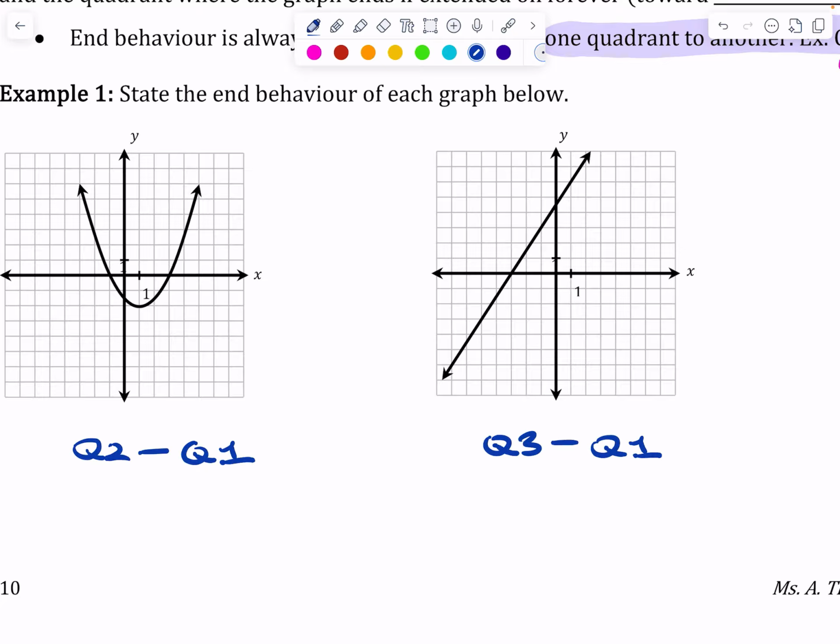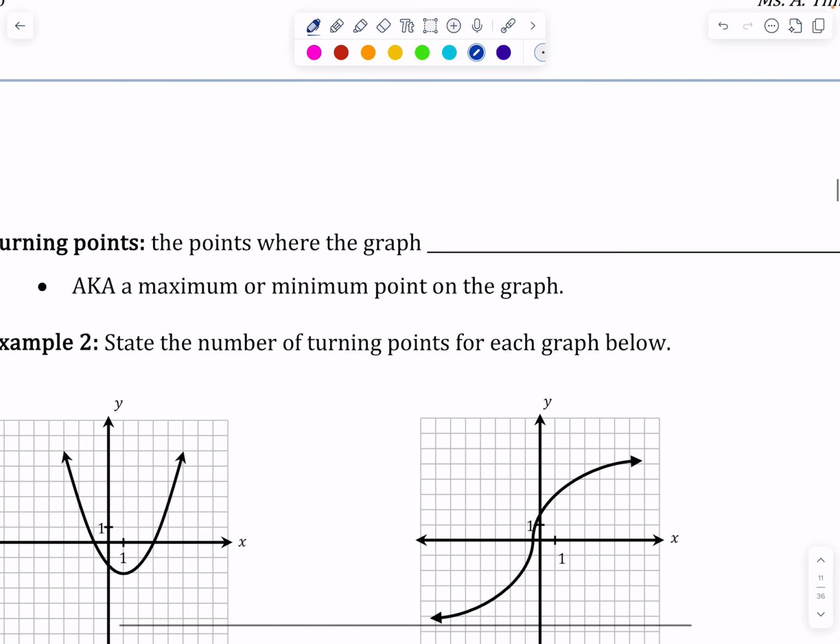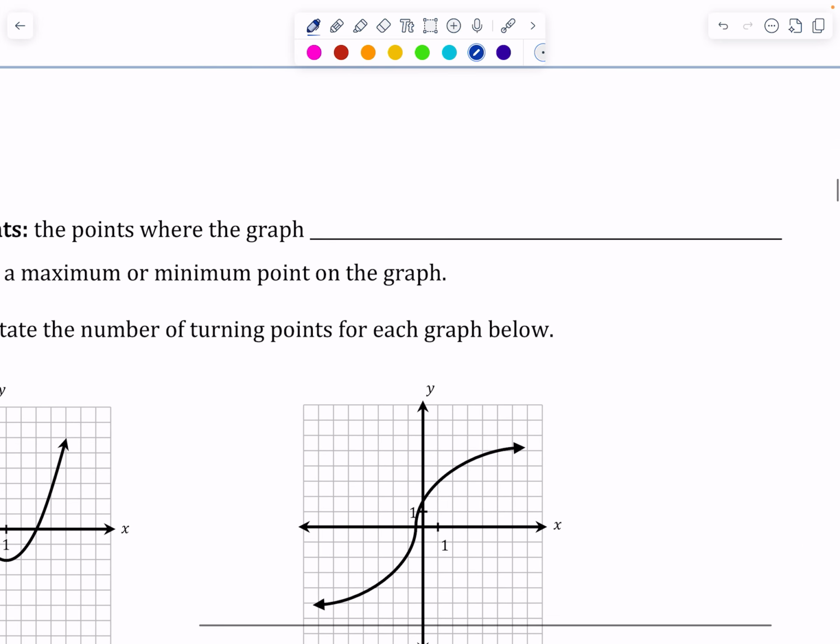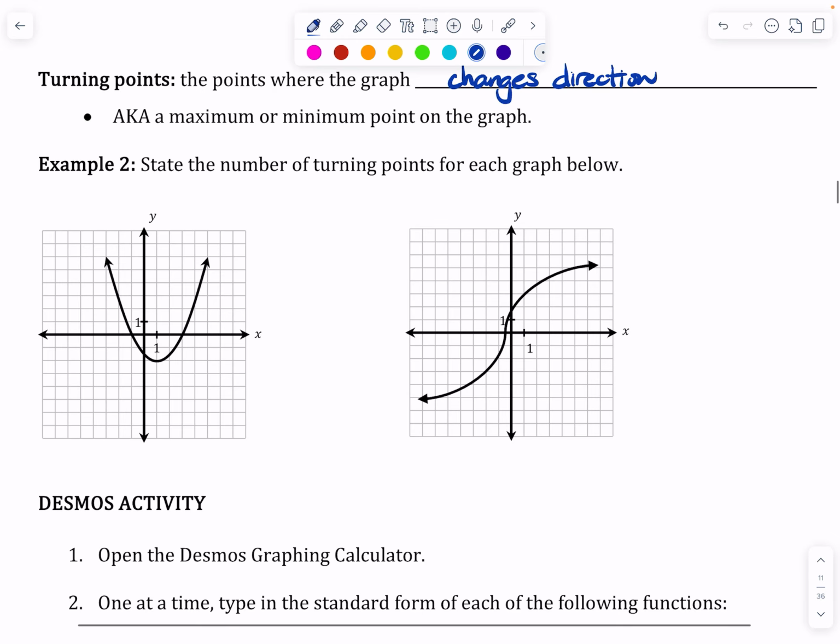We can also, for polynomial functions, talk about turning points. A turning point is a point where the graph changes direction. So fill that in. Now, when we talk about changing direction, we're not talking about left, right, because we are always reading these graphs from left to right. What we are talking about would be going up or down.